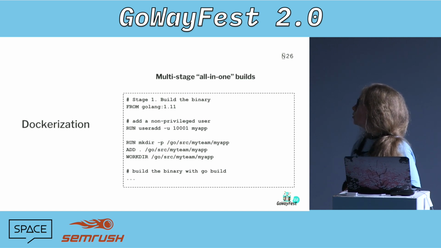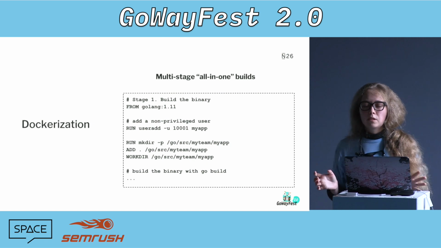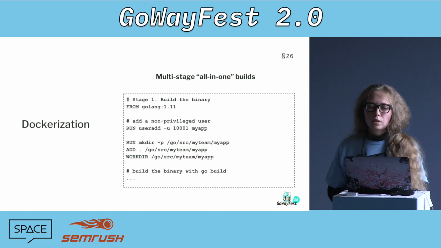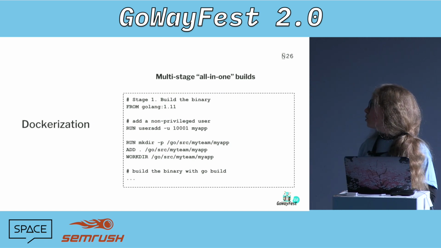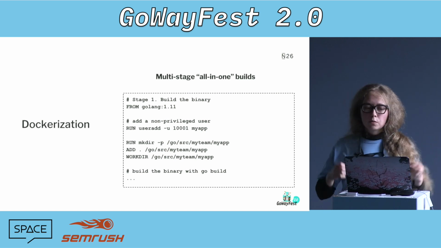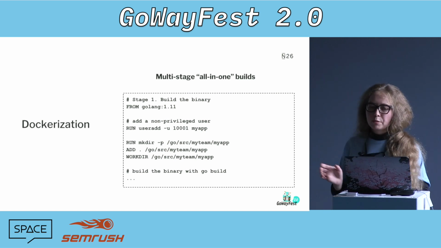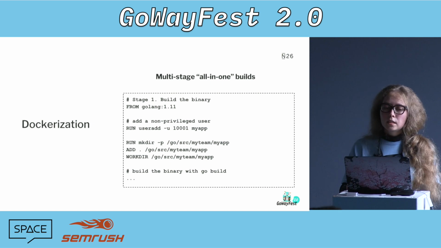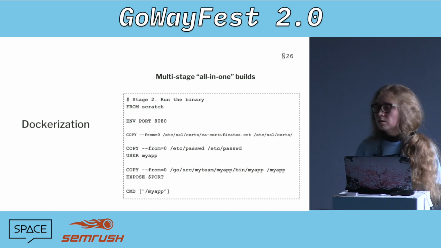We check out the Go repo. We, for example, prepare a special user to run our container, not from root. We can also do whatever we want. We need to build a binary. OK, we prepared it. And then in the same Dockerfile, we can use the second stage.